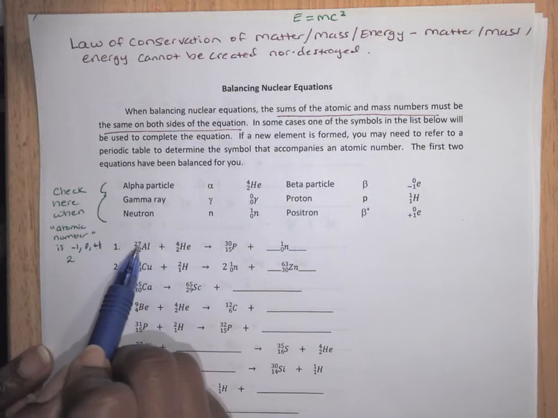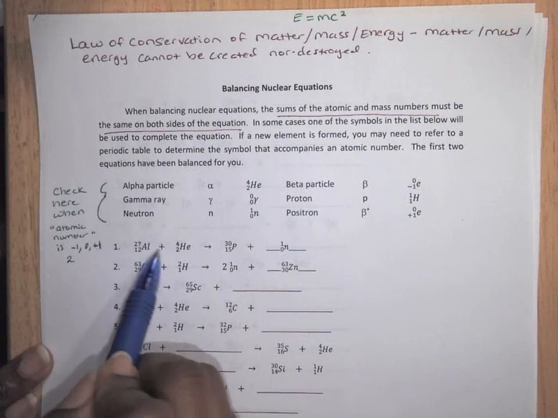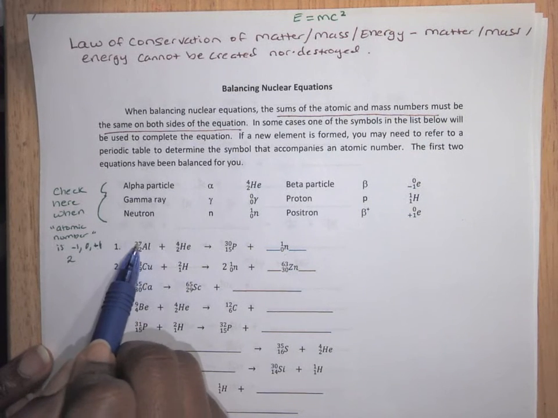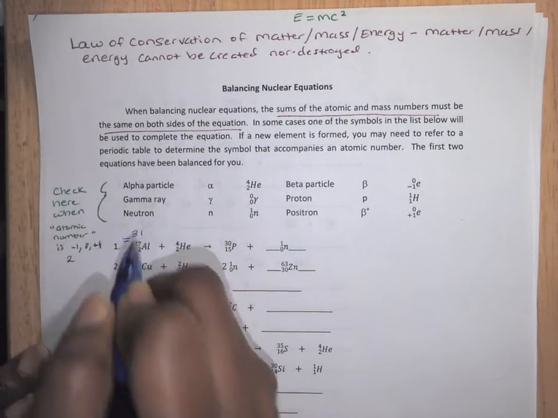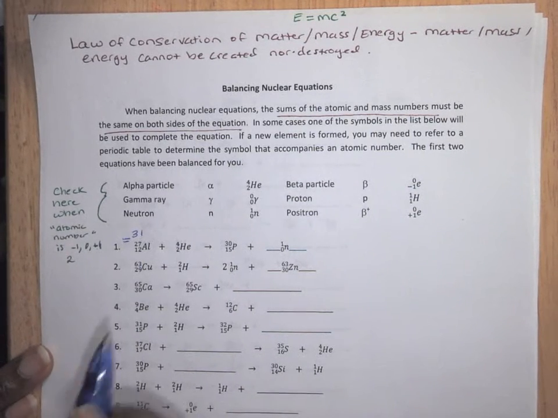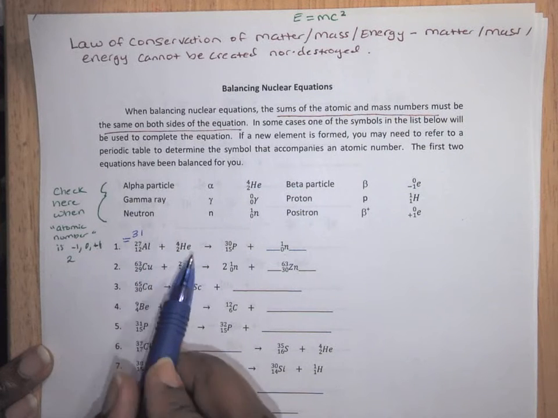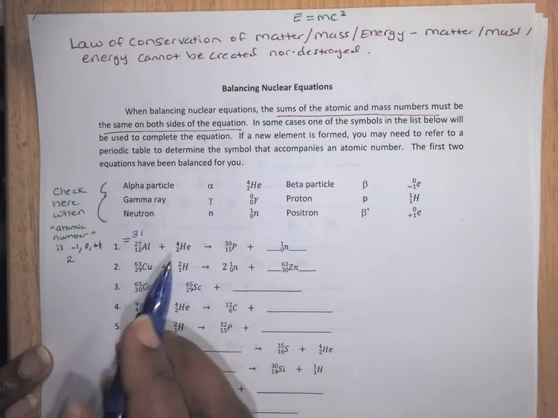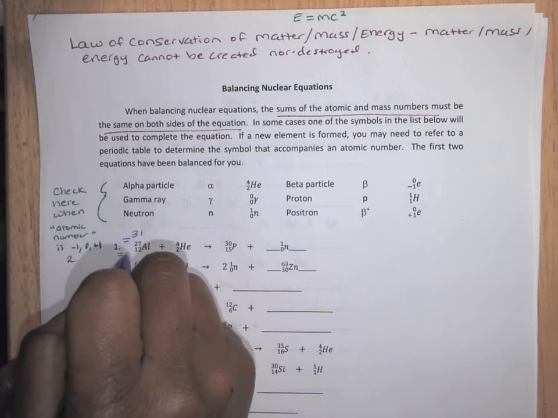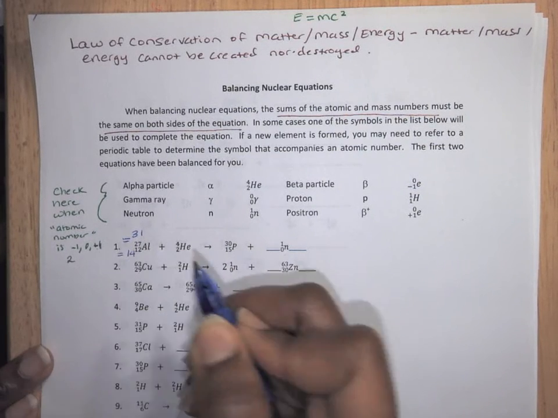First thing, I would take the side that's complete, where there are no blanks, and I would add up the mass numbers, 27 plus 4. That's going to give me a total mass number of 31. And then you do the same thing for the atomic numbers, because that also must be the same on both sides. So 12 plus 2 gives me a total atomic number of 14.